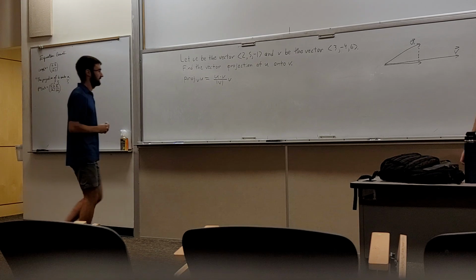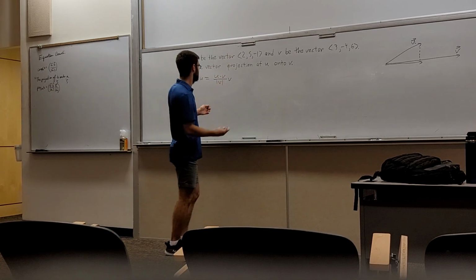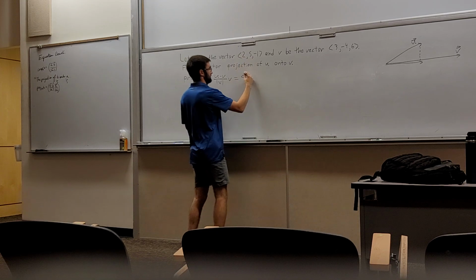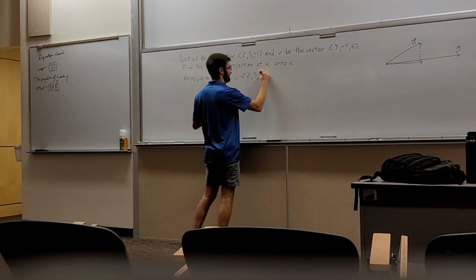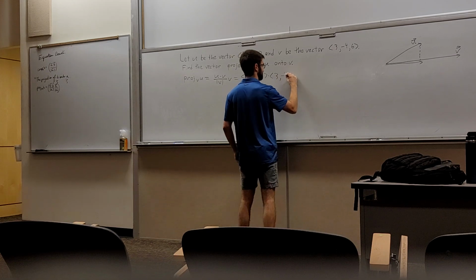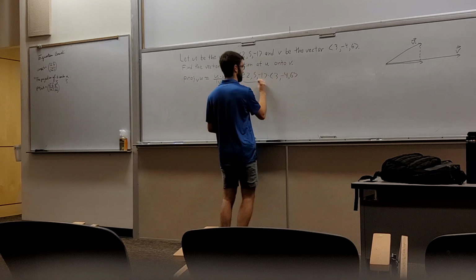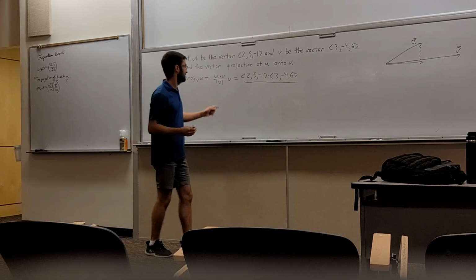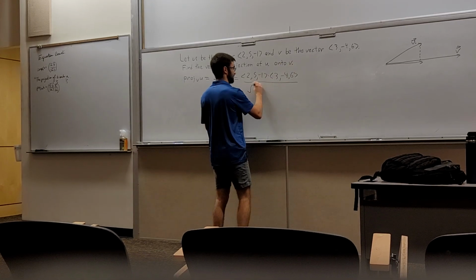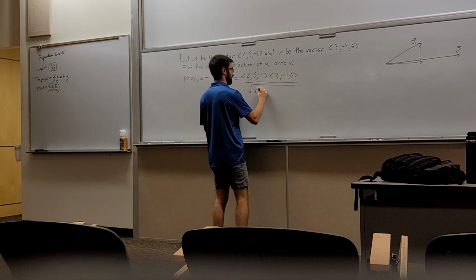Okay, so we'll just plug stuff in here. So u is going to be this vector here, 2, 5, minus 1. And we dot it with v, which is 3, minus 4, 6. And we divide this by the magnitude of v, which is the square root of the sum of squares of the components of v.